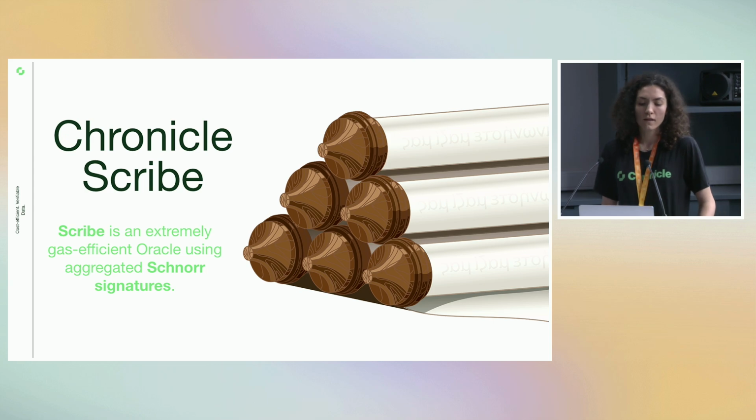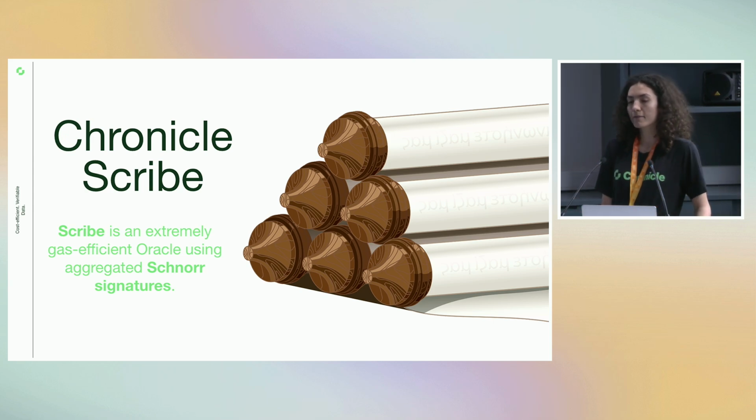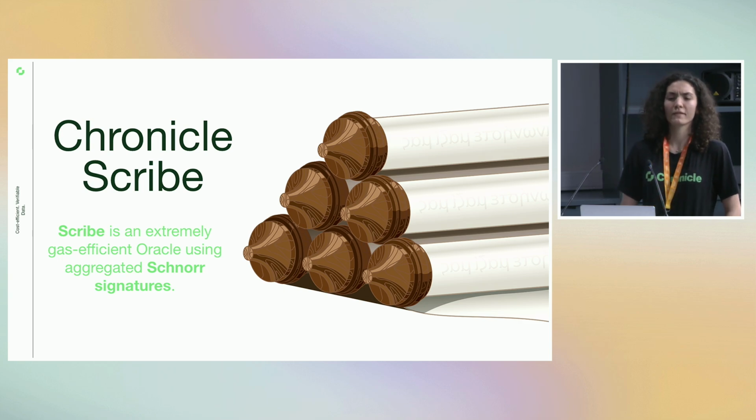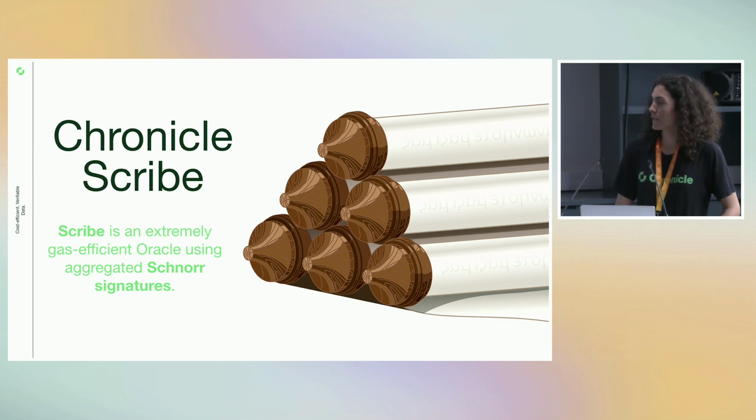Now, Chronicle Scribe is an extremely gas-efficient oracle using aggregated Schnorr signatures. Schnorr signatures have existed for a while, starting in 1991. They are even integrated into Bitcoin. However, this is the first time Schnorr signatures are used in the context of Web3 oracles.